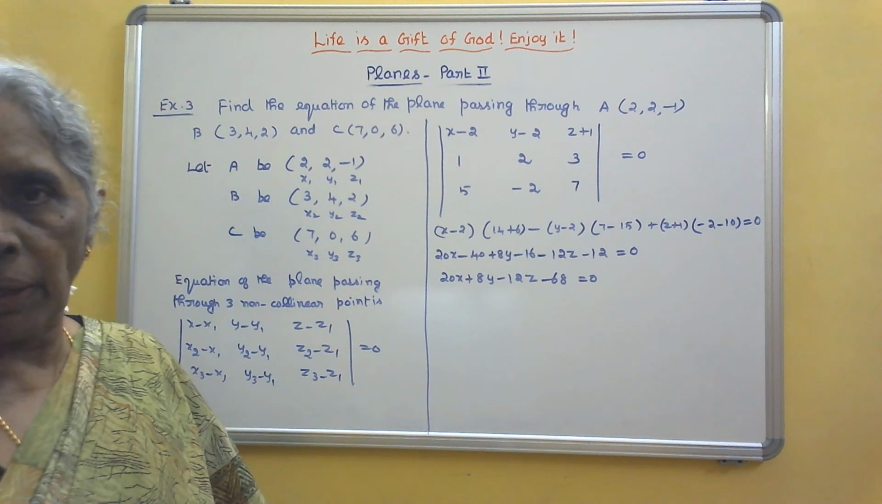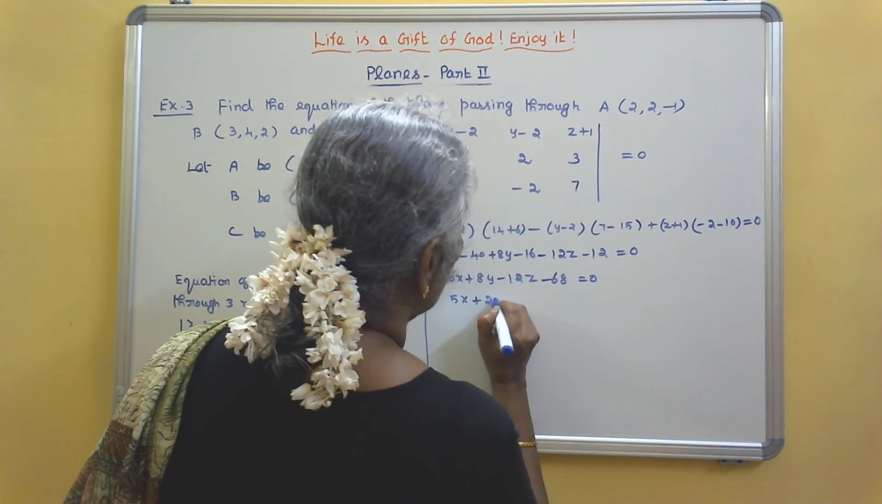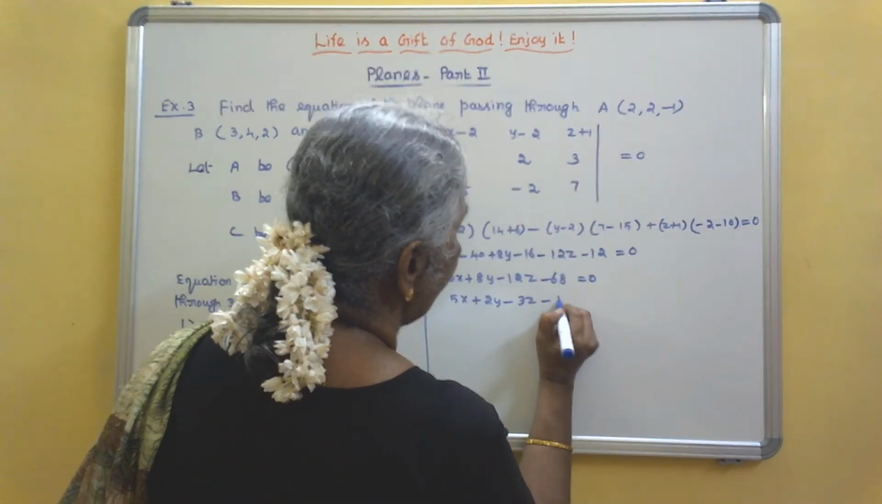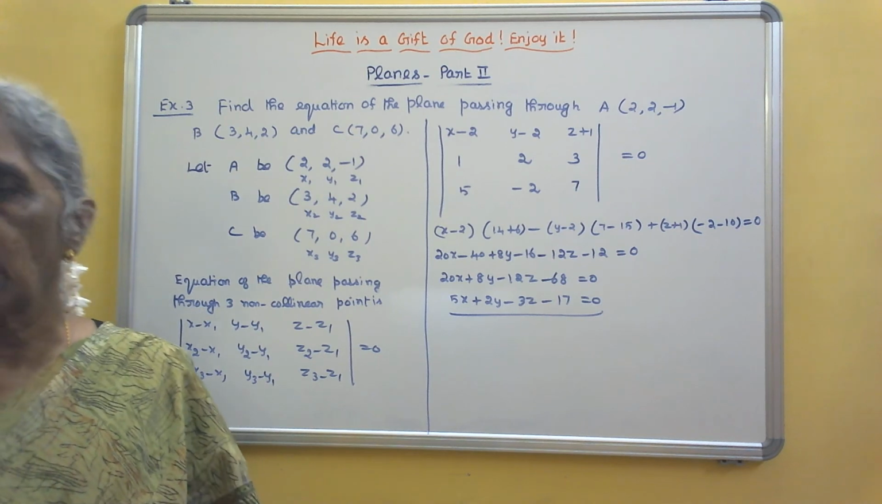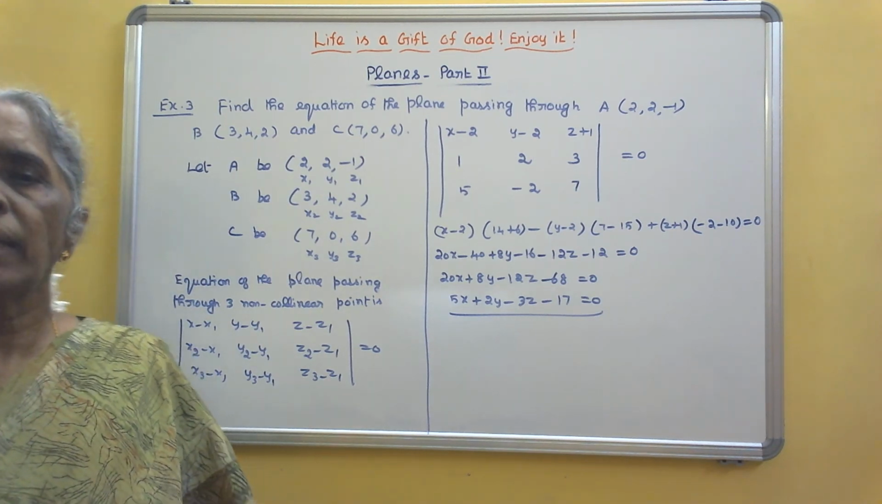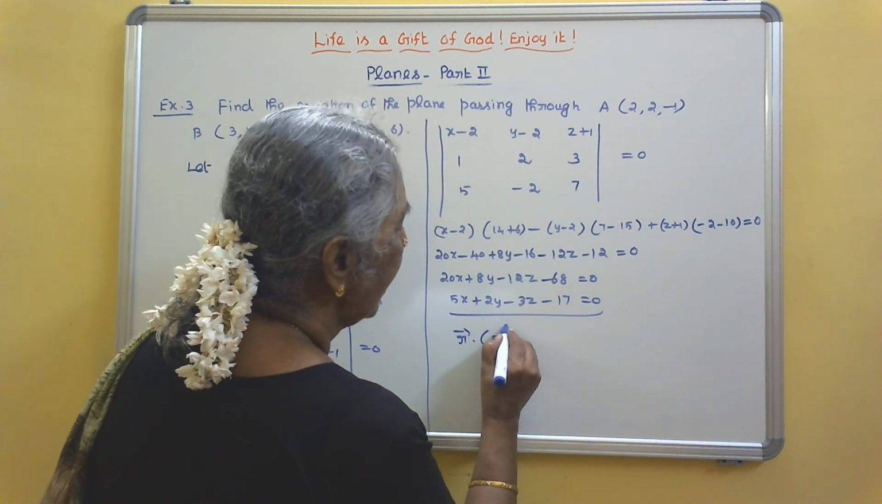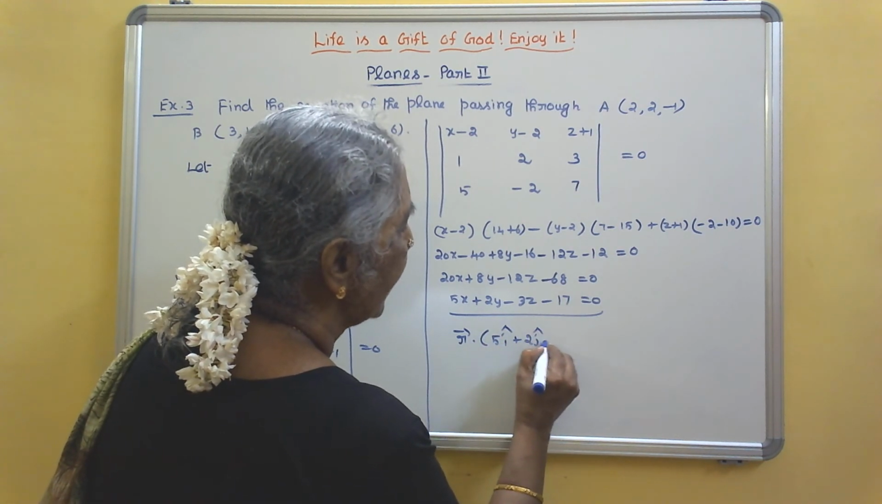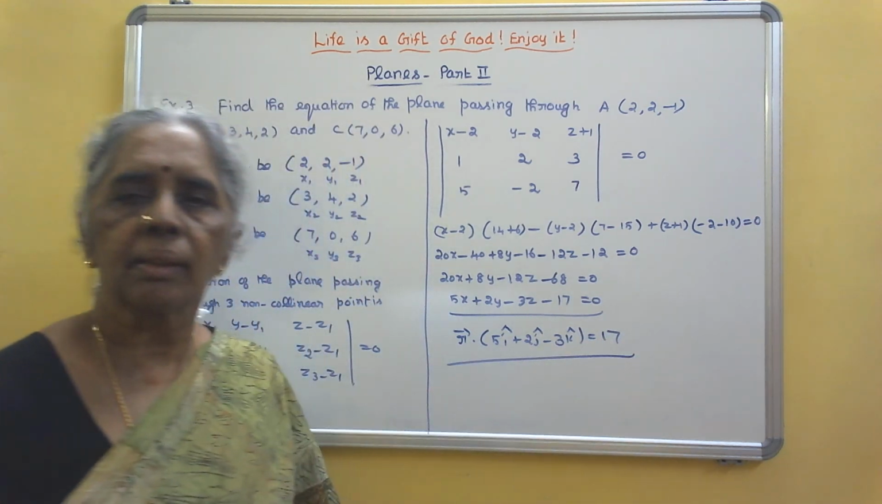Everything is divisible by 4. So let us do it. We will get 5x plus 2y minus 3z minus 17 is equal to 0. This is the Cartesian equation. If they ask you to find the vector equation, that will be r vector dot 5i cap plus 2j cap minus 3k cap is equal to 17.